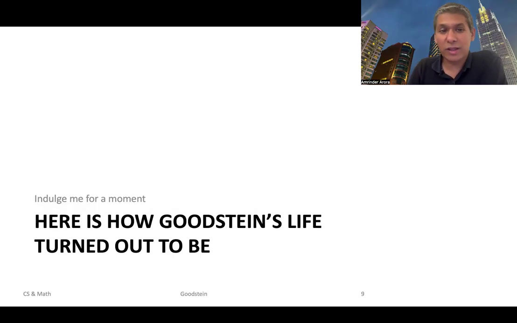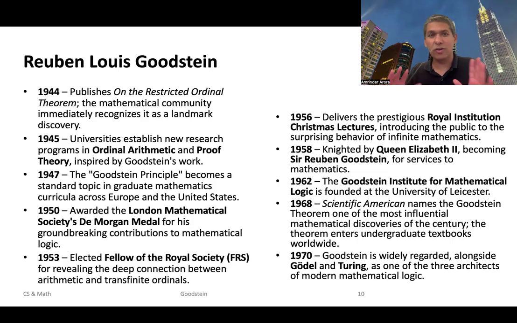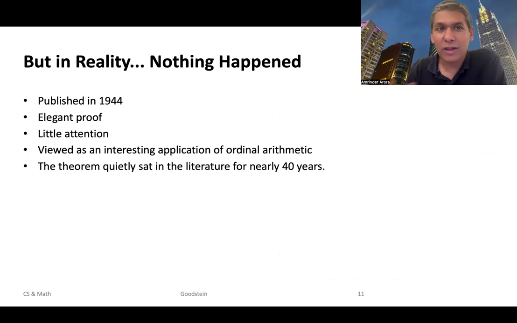Now, this is such an interesting result. So if you indulge me for a moment, this is how Goodstein's life turned out to be. Real fun that he publishes this great theorem. Universities start establishing new research programs. This Goodstein principle becomes known everywhere. He is knighted. He enters the Royal Society, and there's an institute in his name, etc., etc. A bunch of things could have happened. However, none of this happened. None of this happened. So this all is just you indulging me.